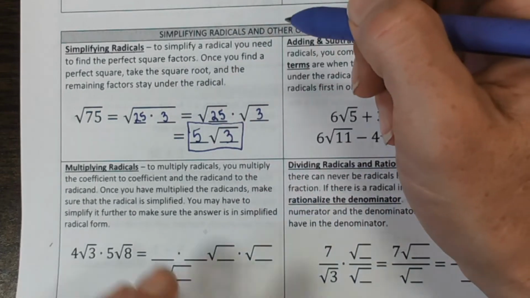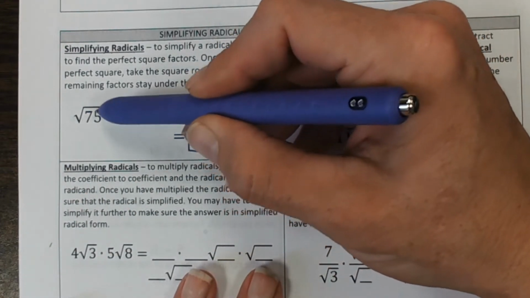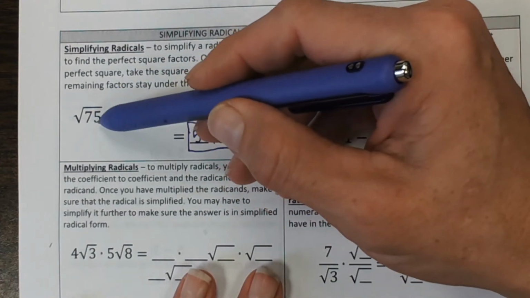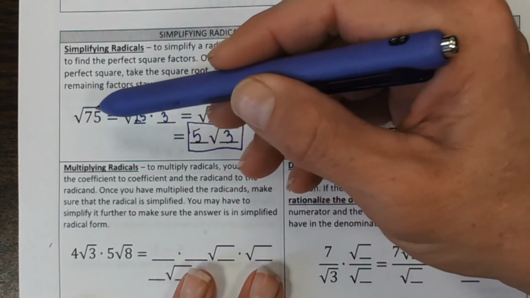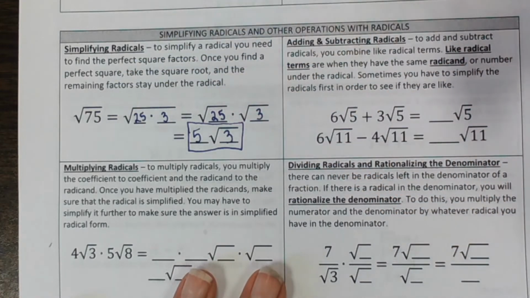Now, there are lots of different ways, and I'll show you a few examples, if you're not sure how to find the perfect square factors, about how you can break down these numbers in case you don't see the perfect square factors right away.